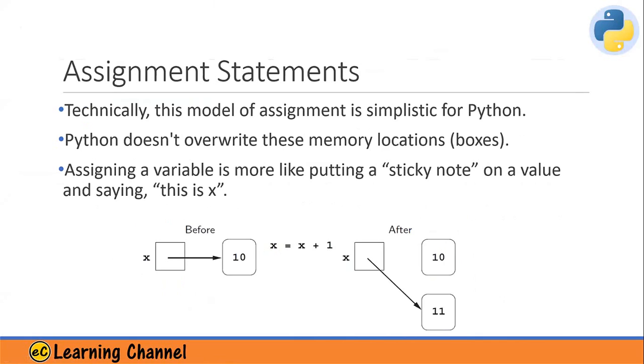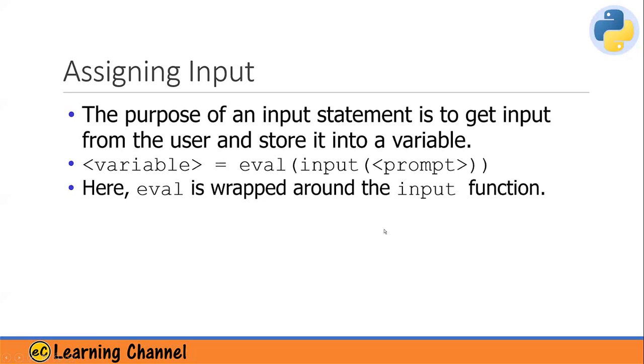In the Python model, you don't actually modify the same data. It will point to a new data, the 11 object. This is in Python, not in other languages. Python doesn't actually change the 10. It will assign a new value called 11 and allow x to point to it. This one is special for Python because Python is a pure object-oriented environment.